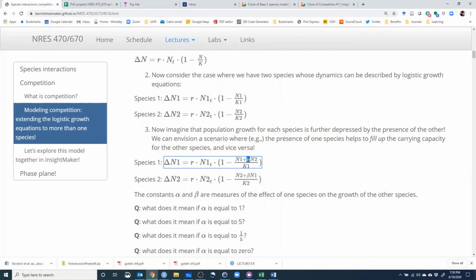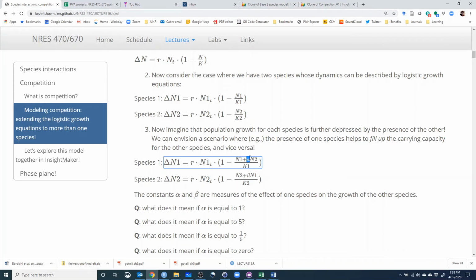What if alpha is equal to 5? Well, that means that species 2 uses way more resources than an individual of species 1, and therefore any individual of species 2 is worth 5 times any individual of species 1 in terms of using up species 1's carrying capacity, right?